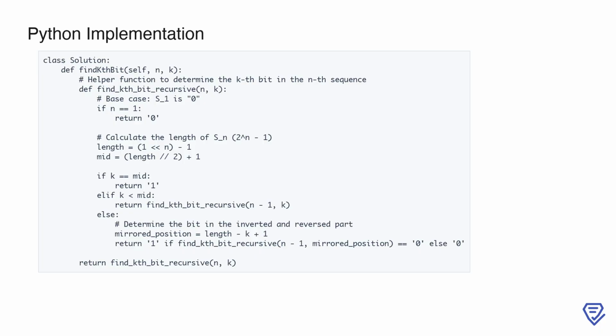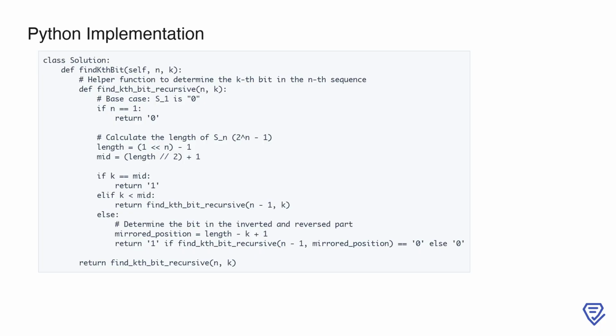Key steps. 1. Base case: if n equals 1, the sequence S_1 is 0. Hence, the first bit is directly returned as 0. 2. Length calculation: for any n, the total length of S_n is 2^n - 1. This is calculated using the bitwise left shift operation, 1 << n, which is equivalent to 2^n. 3. Midpoint check: the midpoint of S_n is length // 2 plus 1, based on 1-based indexing.